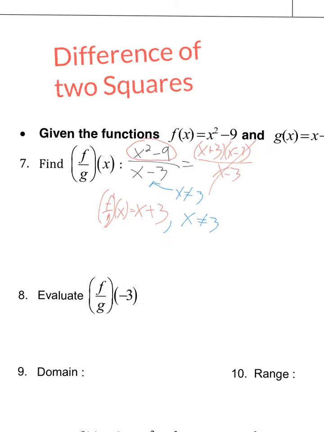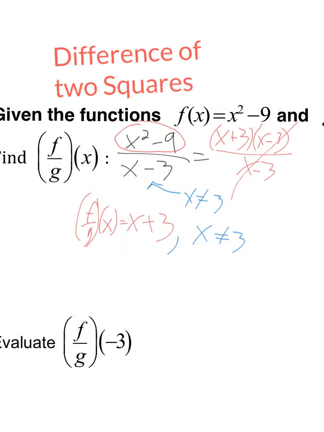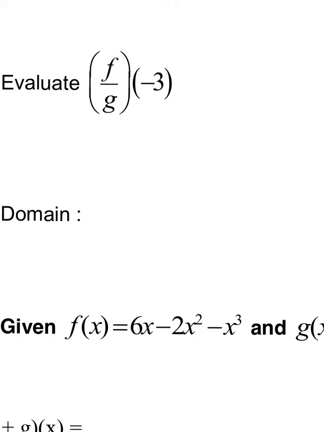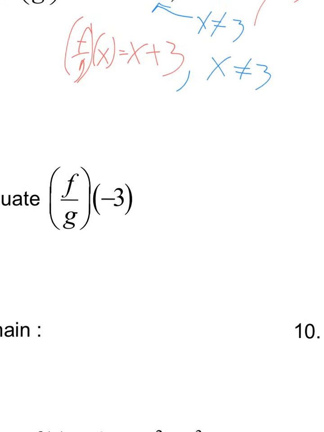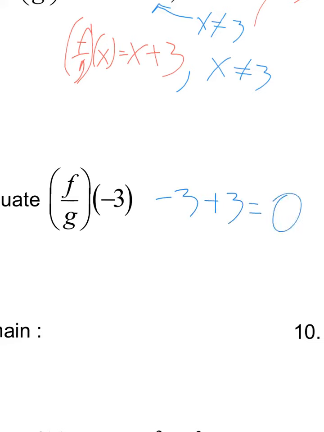And then, yeah, let's just move on to the next one, okay? Here I'm just plugging in negative 3. You're plugging in negative 3 into x plus 3. So what's negative 3 plus 3? That's 0. That's all that one was.